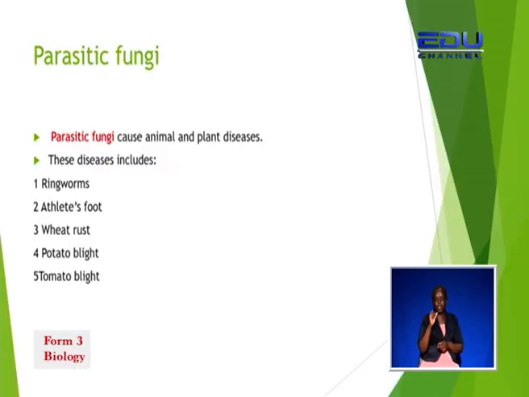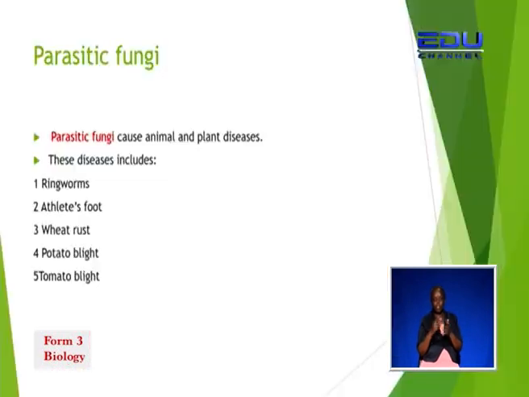So the parasitic fungi cause diseases in animals and also in plants. So when you were young and you used to share the hoods, your sweaters, with all the innocence in primary school baby class there, you used to develop some round patch on the skin. And then some ointment was placed on the patch, and then after some time it dries up and heals. So those are the ringworms. Ringworms are parasitic fungi.